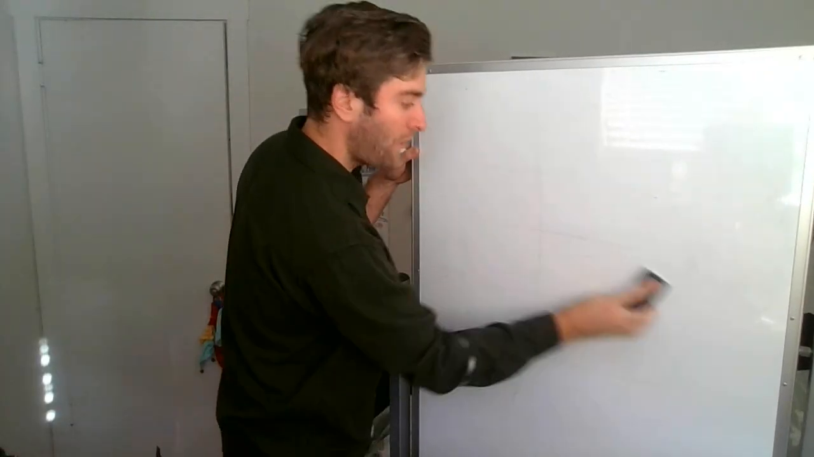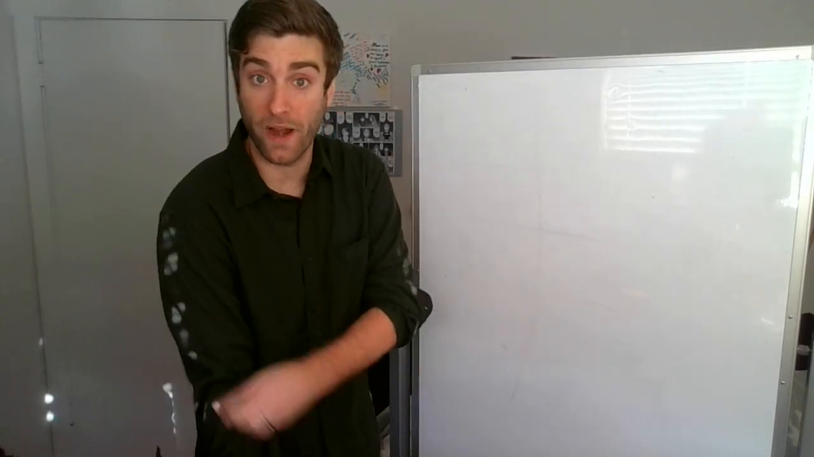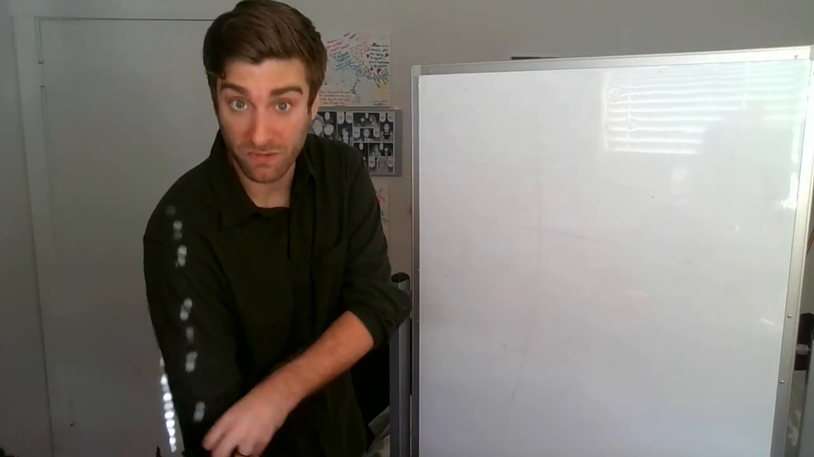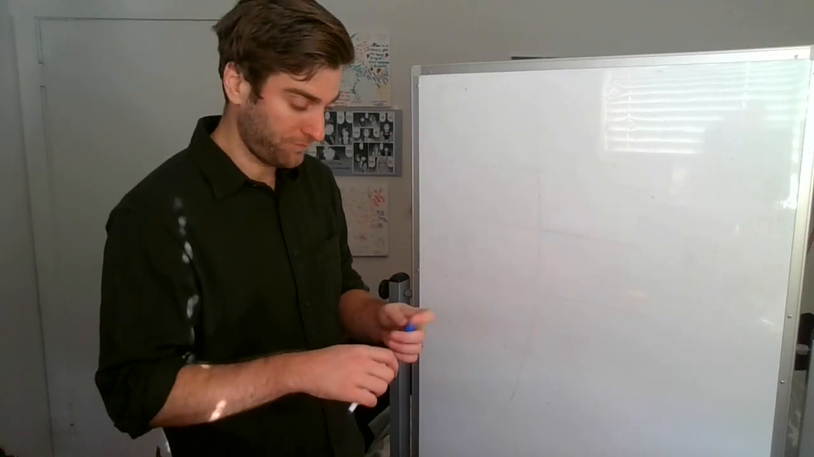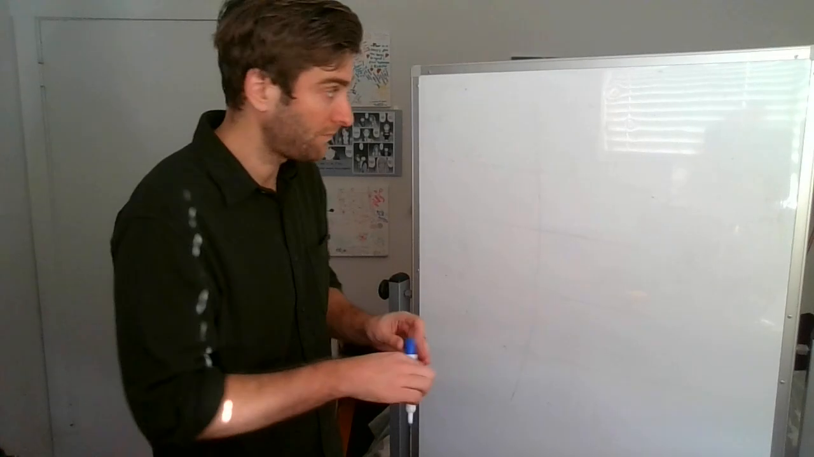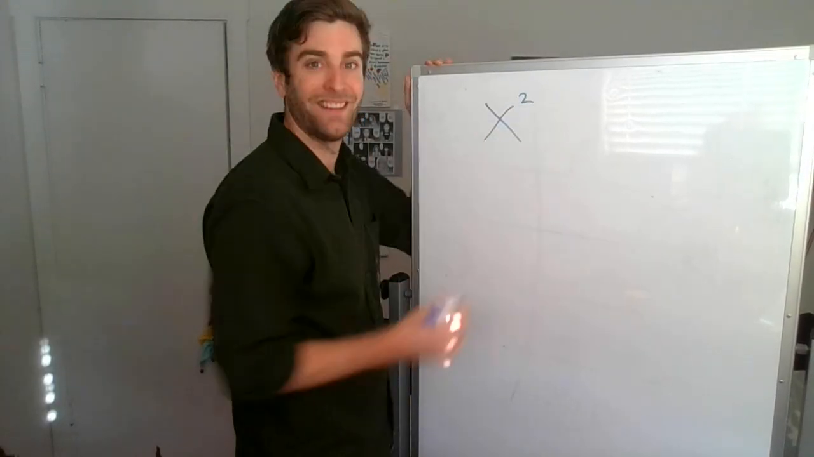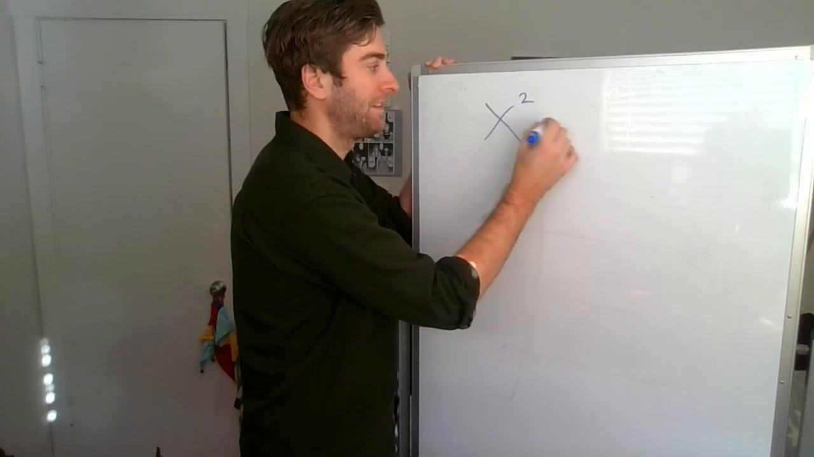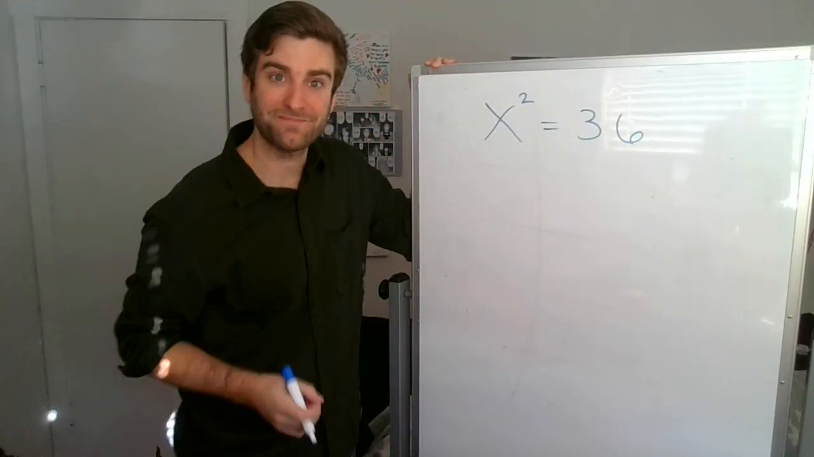So, when we have a variable squared, and we want to find out what the variable is, it's a little bit trickier. So I'm going to write down a problem. Let's see if we can figure it out together. I have my number squared is equal to 36.